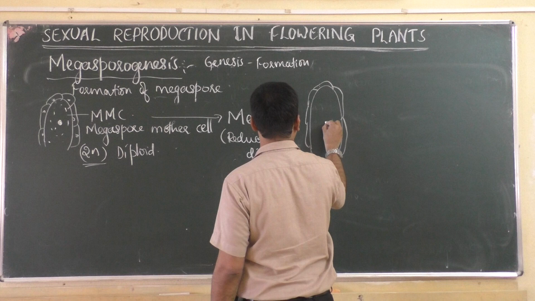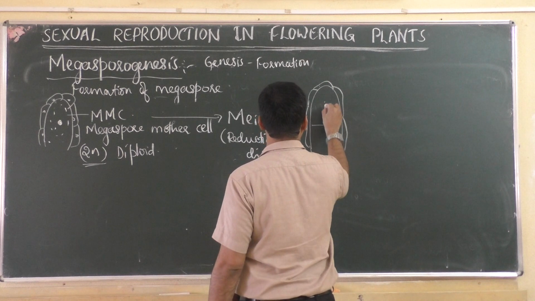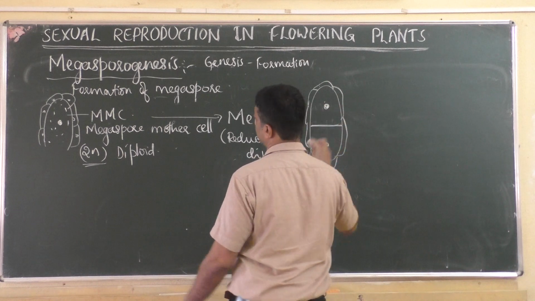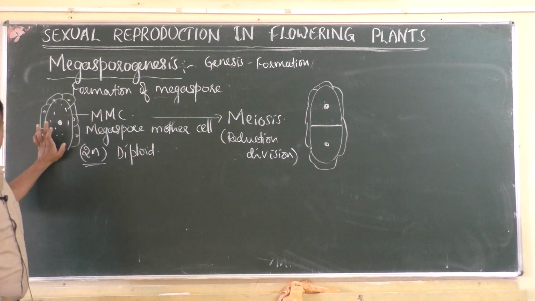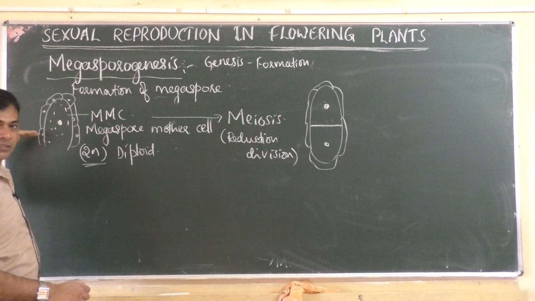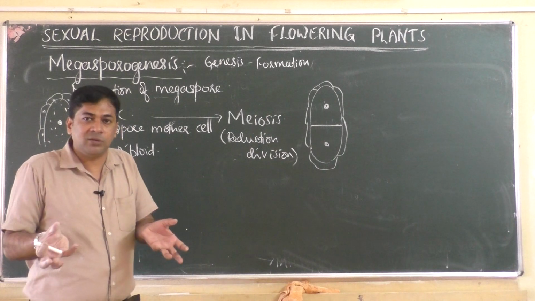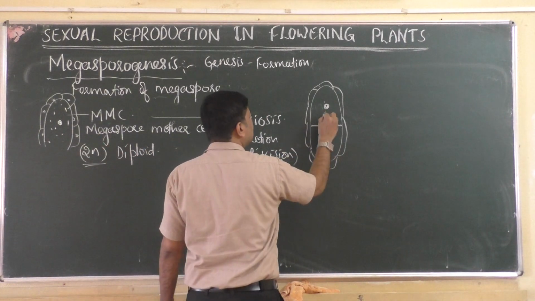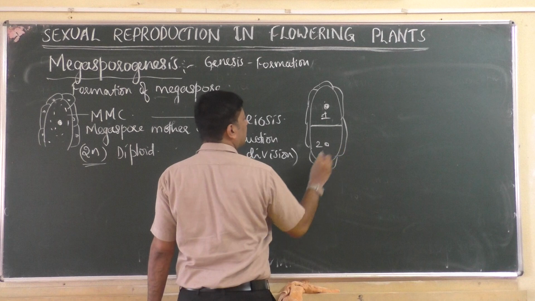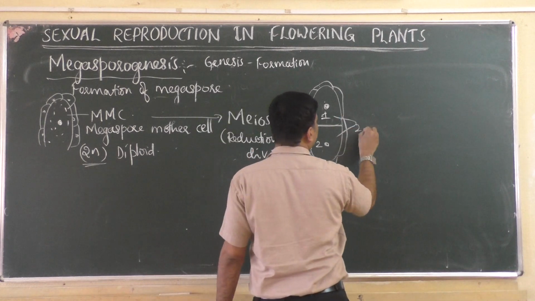So one cell divides into two cells like this. Here you can see one megaspore mother cell, only one cell is there. Cell division occurs, and one cell divides into two cells. Here you can see two cells. This is the first one and this is the second one. So two cells will be produced.